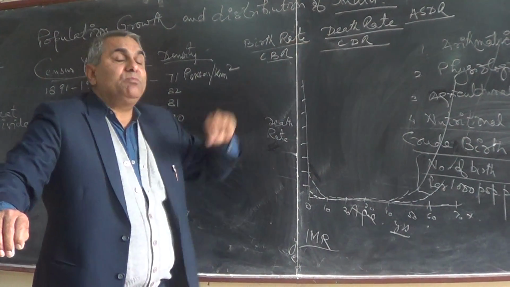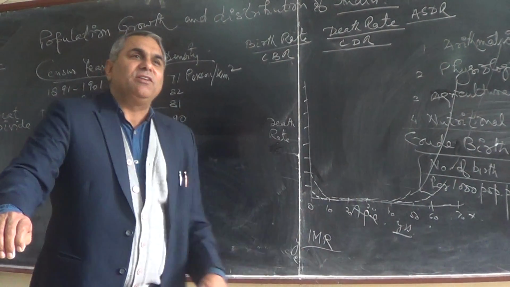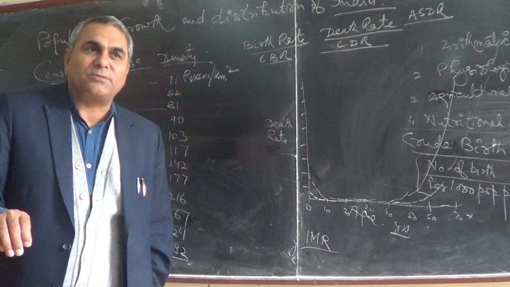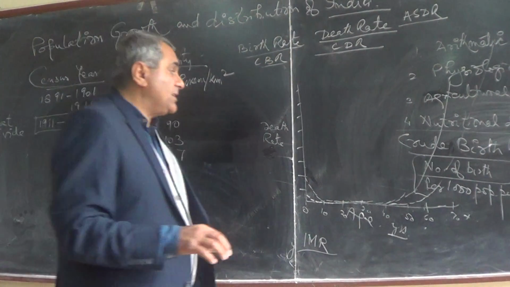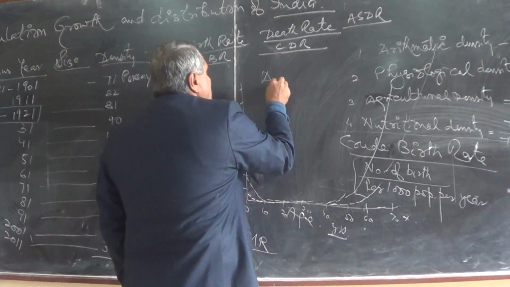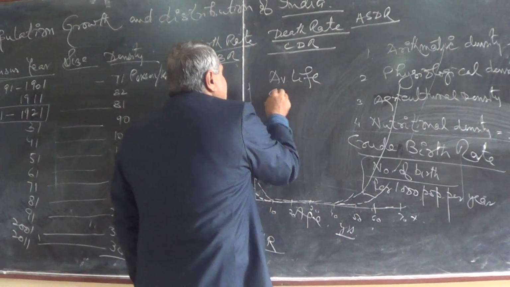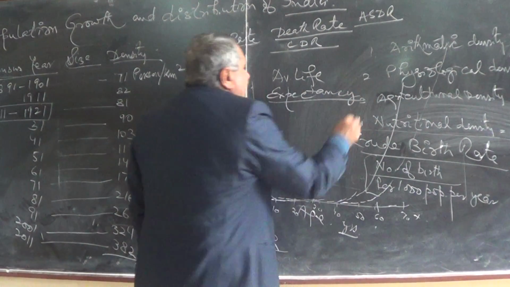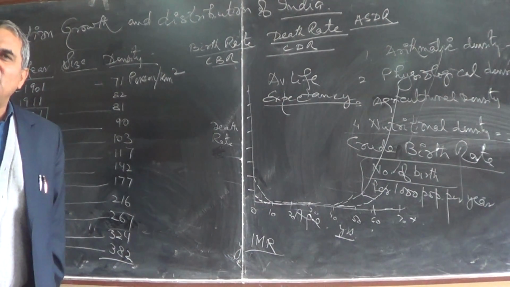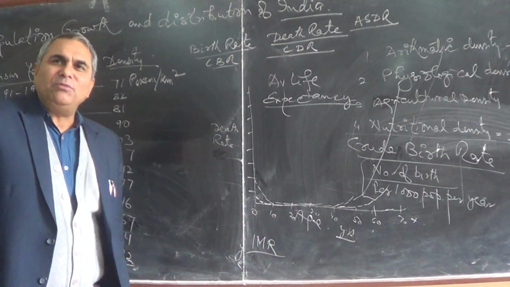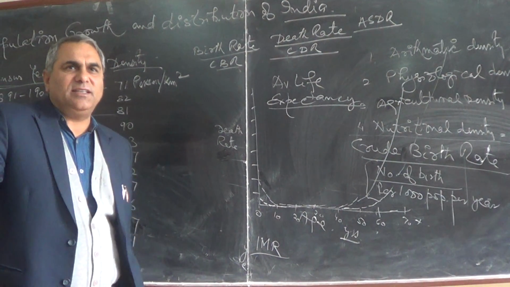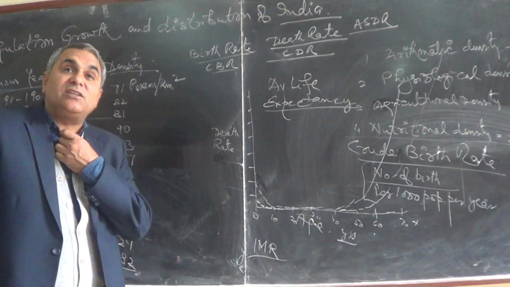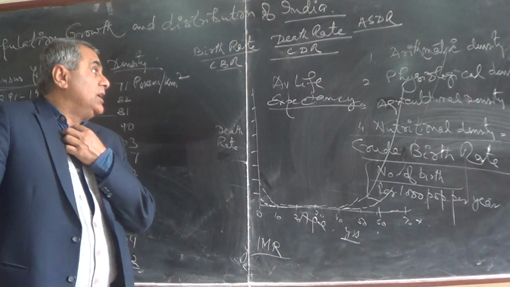But when we calculate the CDR, it is the average of all. On the basis of that CDR, we calculate the average life expectancy. For this, studying population pyramids is a kind of necessity. We should study the population pyramids of different states of India, different countries of the world, and of different time periods.